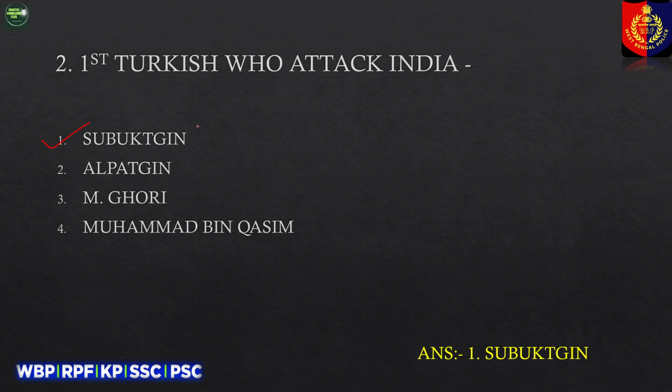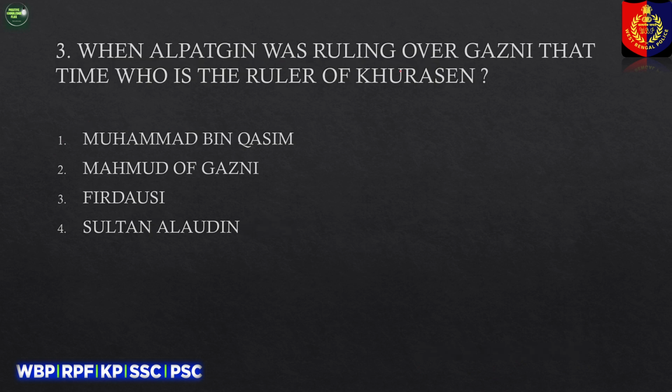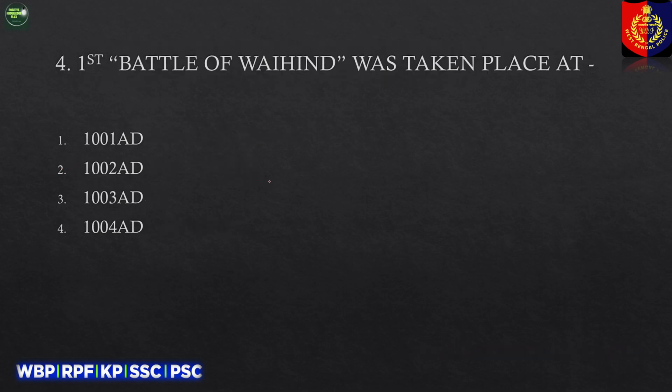Next question. When Alpatgin was ruling over Ghazni, that time who is the ruler of Khurasan? So the right answer will be option 2, Mahmud of Ghazni. So Ghazni is nothing, it is a state of Afghanistan. Okay. Next question. First battle of Vaihind was taken place at.